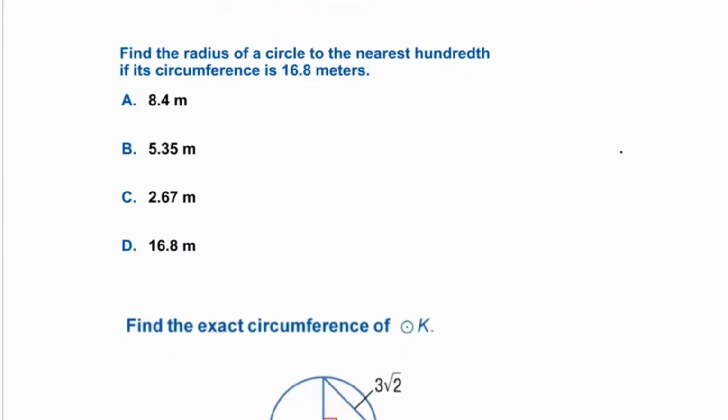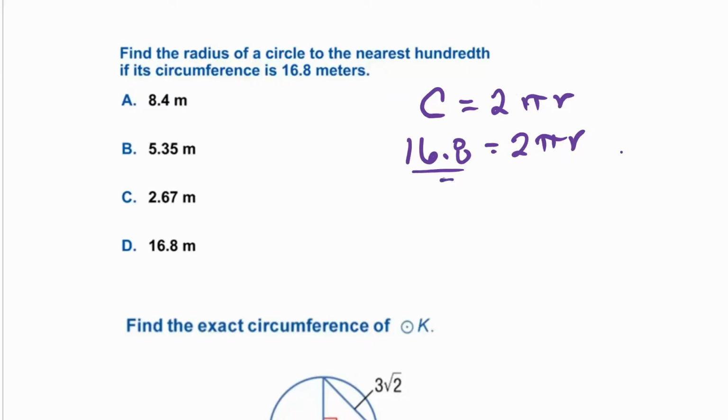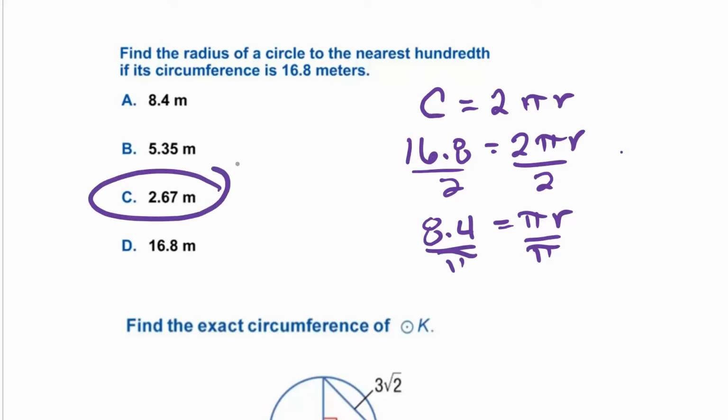Find the radius of a circle to the nearest hundredth if the circumference is 16.8 meters. So circumference equals 2 pi r. 16.8 equals 2 pi r. Divide it by 2 first, so you won't make a common calculator error. That gives us 8.4 equals pi r, and then divide by pi, and your answer would come out to be 2.67.